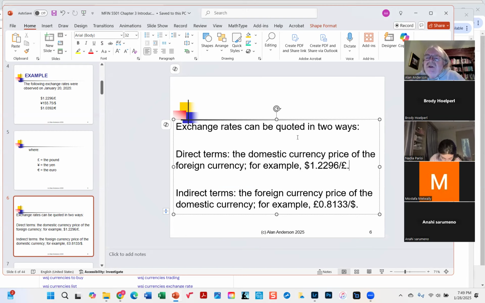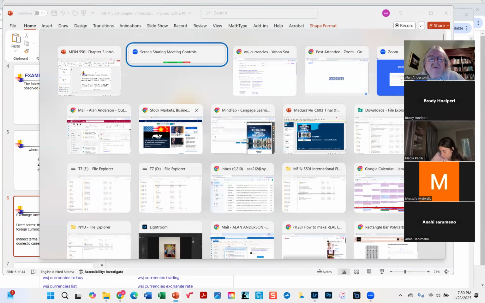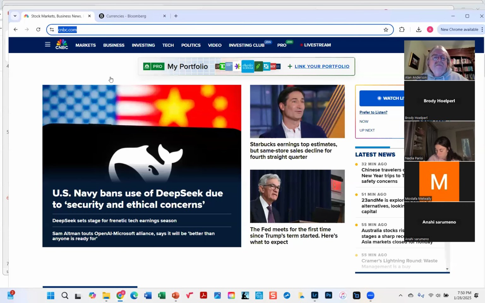Now, some currencies by convention tend to be priced as so many units of the foreign currency per dollar, and others tend to be quoted as so many dollars per unit of the foreign currency. And that you can tell by looking at that Bloomberg page. Let's go back there for a second.